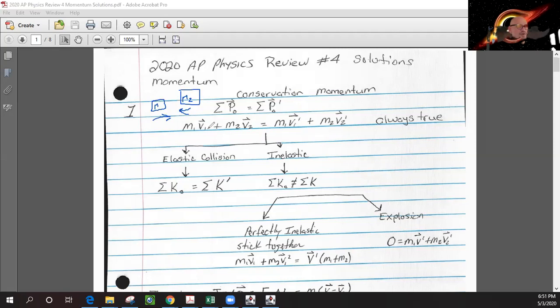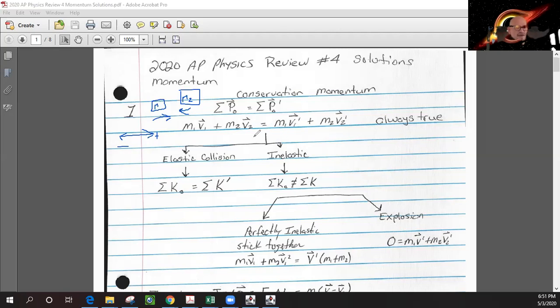Remember, these are vector quantities. For purposes of this, I would make going to the right positive, just to help us out, and going to the left negative. So you have M1 V1 plus M2 V2 equals M1 V1 prime, which means after the collision, plus M2 V2 prime after the collision.